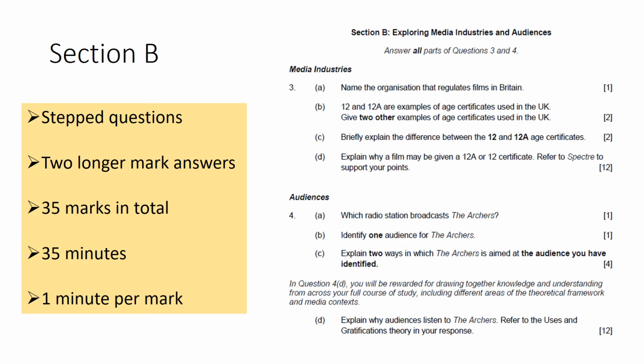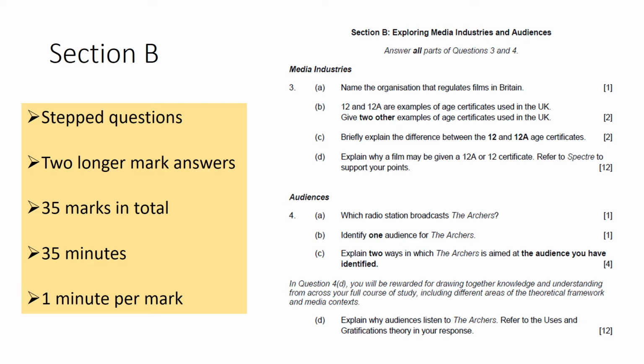12 and 12A are examples of age certificates used in the UK. Give 2 other examples of age certificates used in the UK. This should be a very simple question if you've done your revision. Briefly explain, that's a slightly more difficult question. And then you'll get a longer question in question 3, and this one is explain why a film may be given a 12A or 12 certificate, refer to Spectre to support your points. And this is where you need to show a more detailed knowledge of one of your set texts.